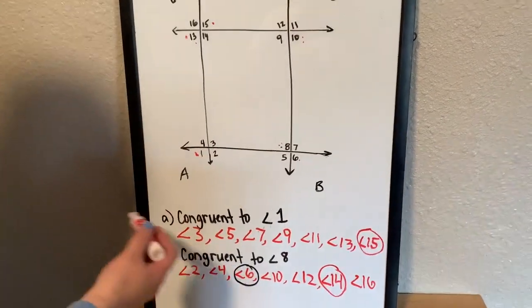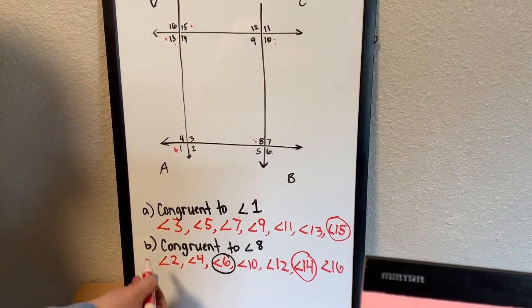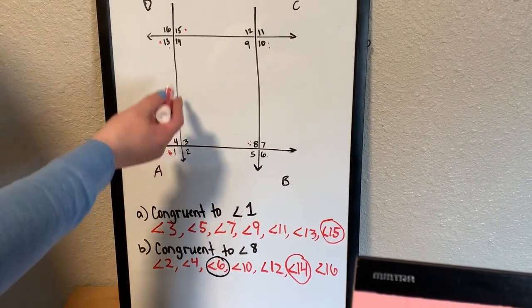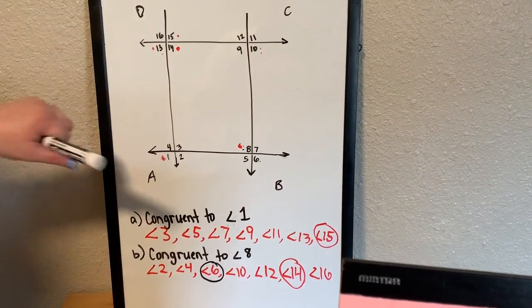All right, so going back, I just realized that you couldn't see in the video, but I chose one more for congruent to angle 8, which was angle 14. Okay, angle 14 here and angle 8 here. Good. Okay, so this is another good one.